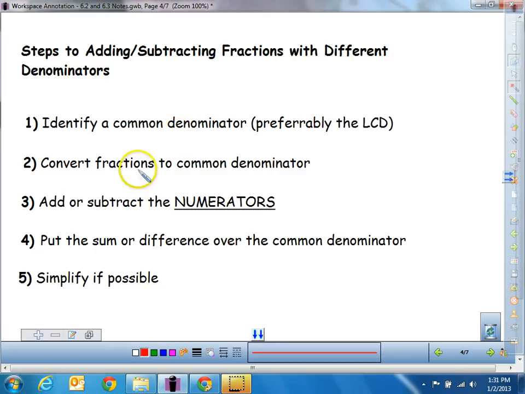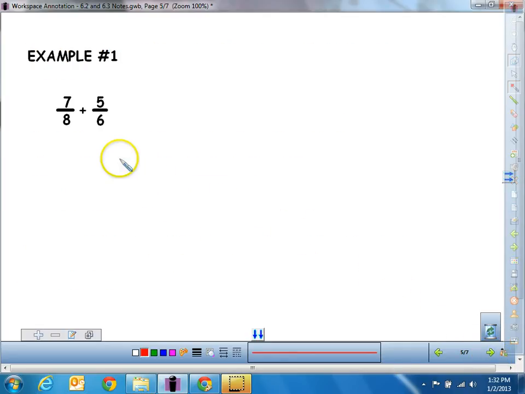So then I want to convert those fractions to a common denominator, and then I just add or subtract the top numbers. Remember, adding or subtracting fractions, don't be lame, just add the tops when the bottoms are the same. And so then you put them over the common denominator and simplify. So here we go, let's try it.